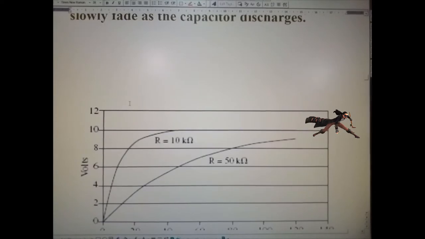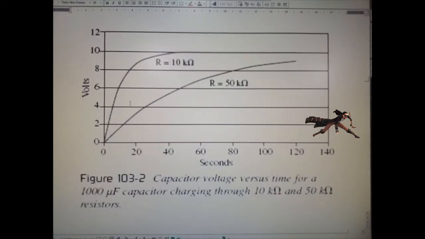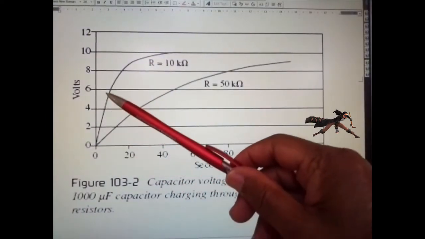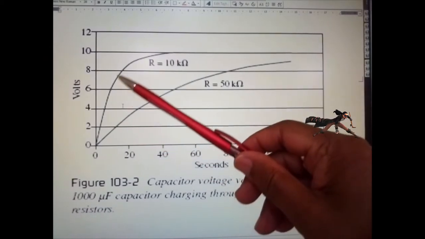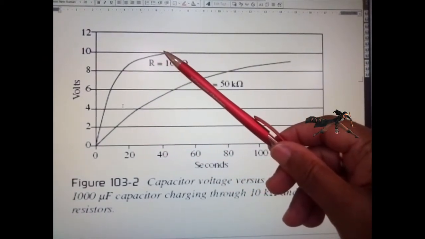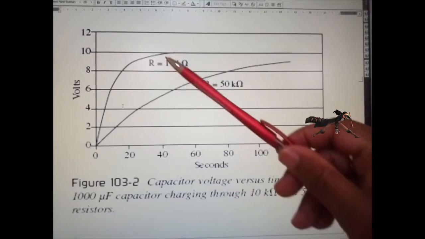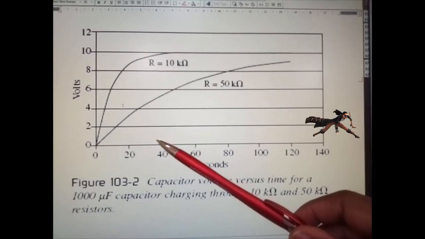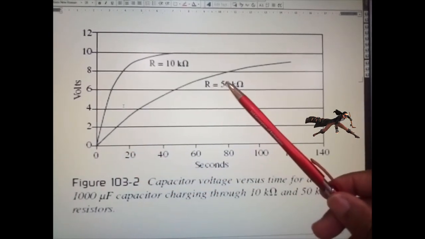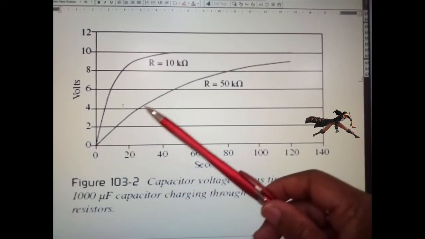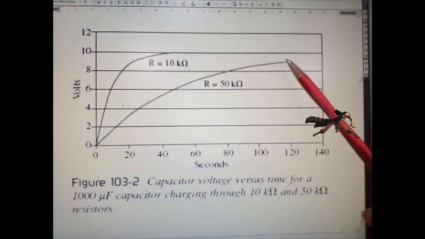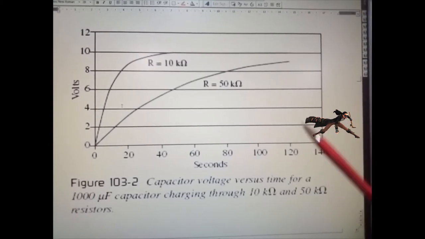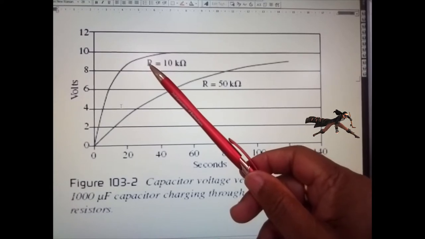Now here we have the diagram, which is showing us the 10K resistor. Now you can see here that the charge reaches full voltage in regards to the 1000 microfarad capacitor in approximately 40 seconds. Okay? And when we use the 50K resistor, it takes all this time to charge to reach a maximum in about 120 seconds. Okay, so you can see by using a smaller value resistor, the capacitor will charge quicker.